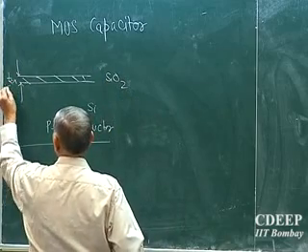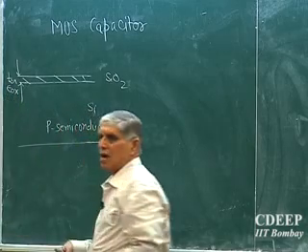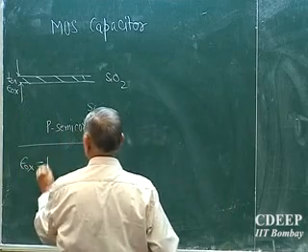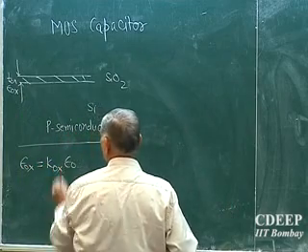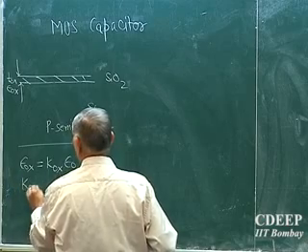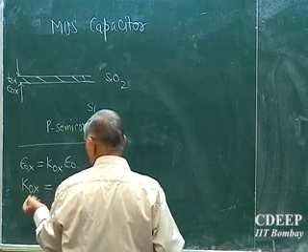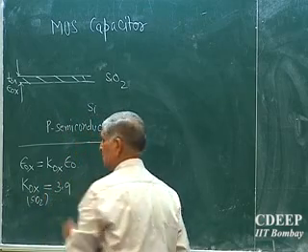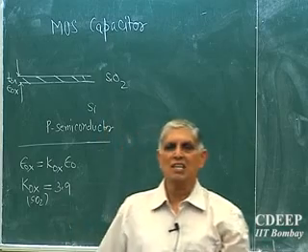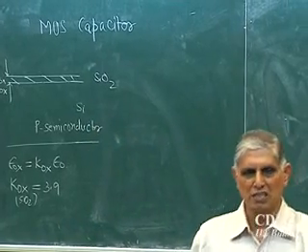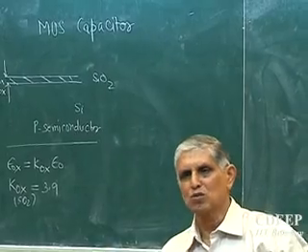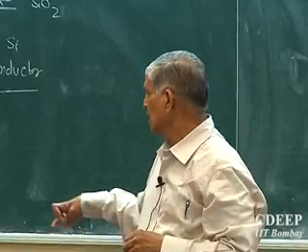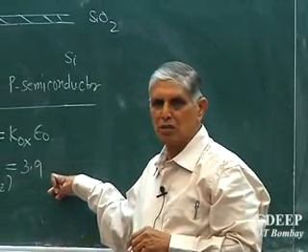The permittivity of this layer is epsilon ox, where epsilon ox is K ox epsilon 0, and the dielectric constant of oxide, silicon dioxide in specific, is 3.9. What is the silicon dielectric constant? 11.9. Sometimes you can use 12 and get solutions faster, but otherwise 11.9. In oxide, the dielectric constant is 3.9.